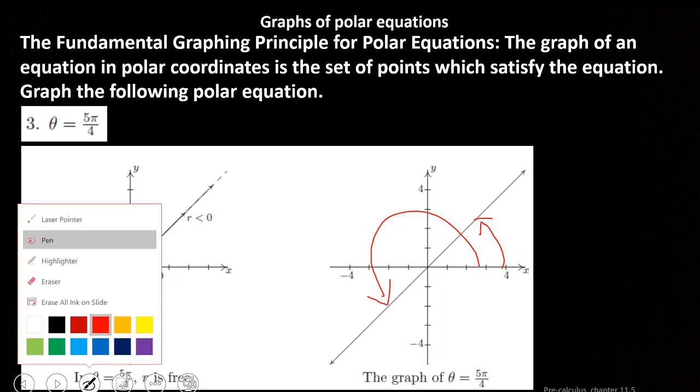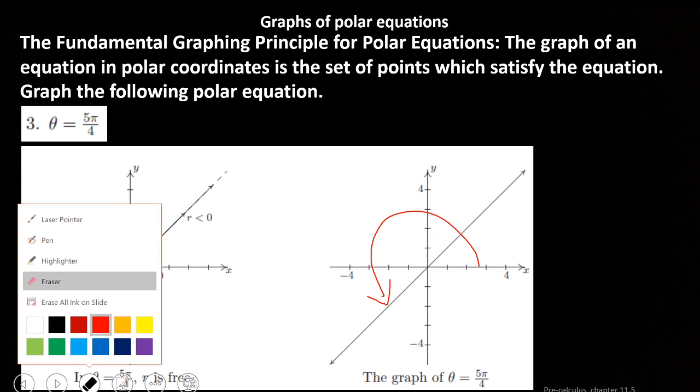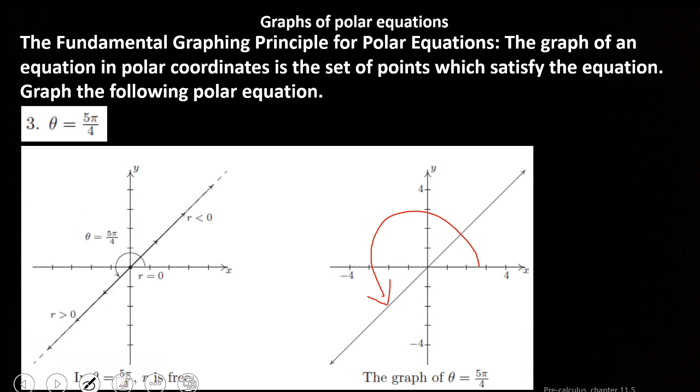And let me erase this. Okay. So we have 5π/4, and then r now could be any number. So you go anywhere here. As long as you're here, you can be negative or positive. So if you do that, you get a bunch of points that are on that line, right? So that's what you're going to get.